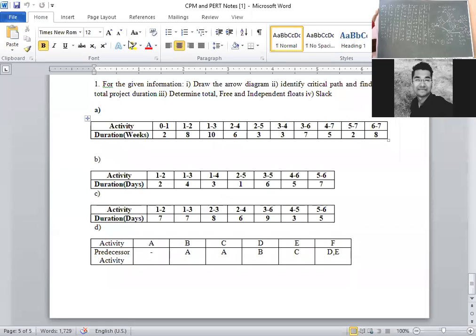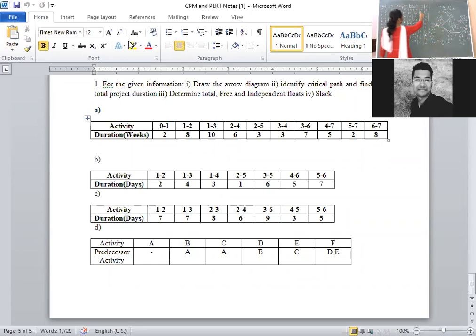Understood? Shall I explain once? Listen carefully. Free float, the formula is total float minus SJ, that means head slack. Here, for free float, the activity is 0 to 1. This 1 is nothing but head slack. That means at node 1, what is the value of slack? At node 1, the slack value is 0.